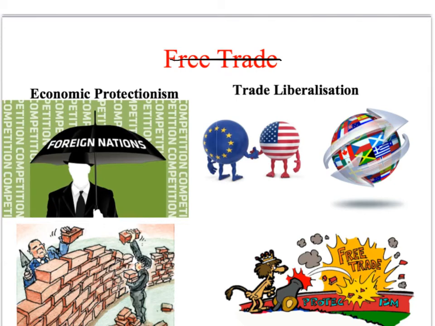The opposite to free trade is economic protectionism, and this is where national governments will try to protect national industries from foreign competition by erecting trade barriers, whereas under free trade, governments have to treat local and foreign producers in the same way. And this means the elimination of trade barriers, such as the removal of tariffs, which are taxes on imported goods, and also the removal of subsidy payments to domestic producers.